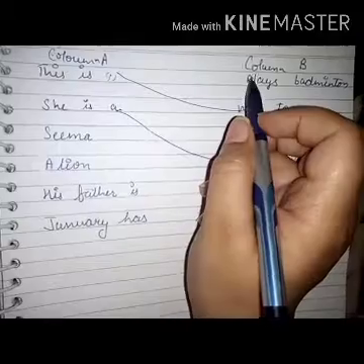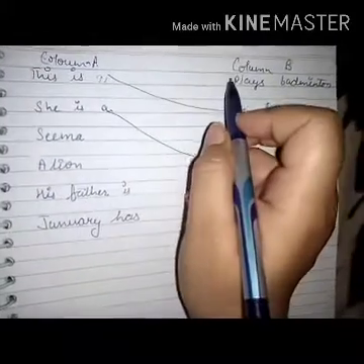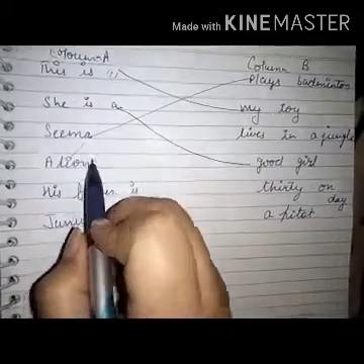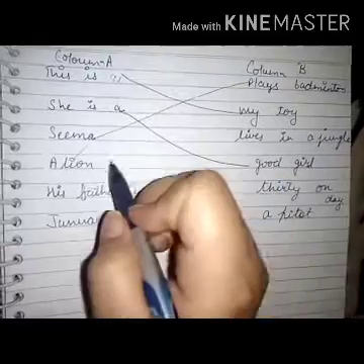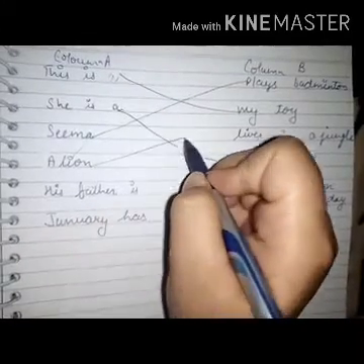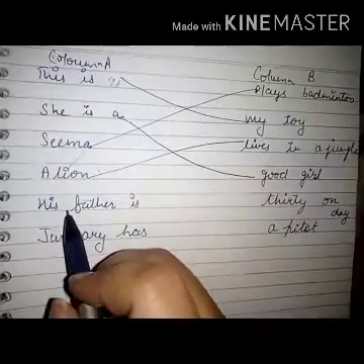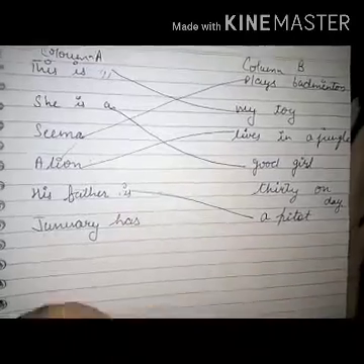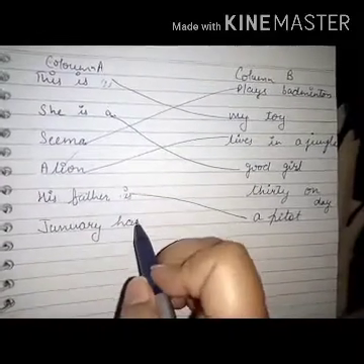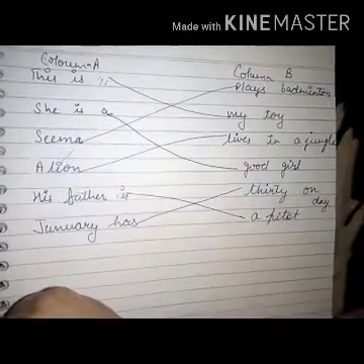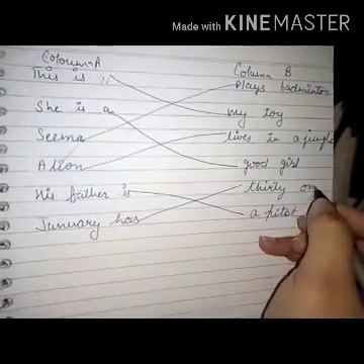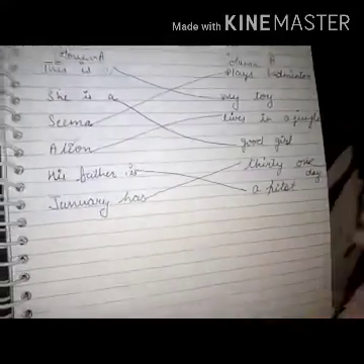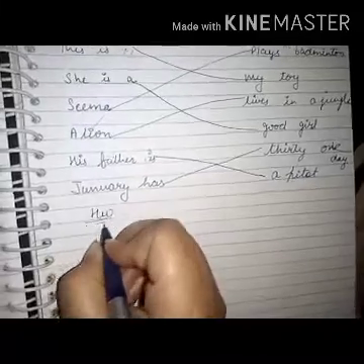Seema plays badminton. A lion lives in a jungle. Lion ka rehta hai jungle mein. So, a lion lives in a jungle. Her father is a pilot. January has 31 days.